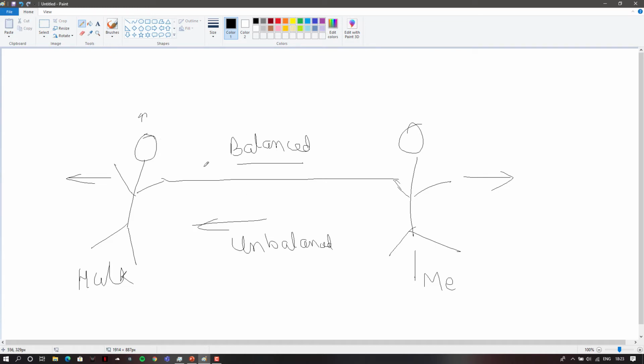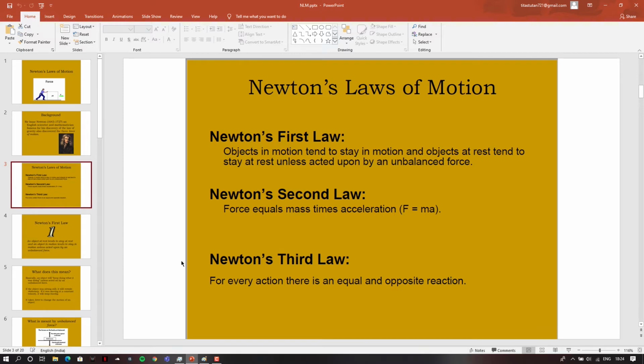So now when there is unbalanced force, he will cause motion in me. I was at rest earlier, and when he applies more force than the force I was applying, he will cause me to be in motion, I will move towards him. So this is unbalanced force. I hope you understand what unbalanced force is.